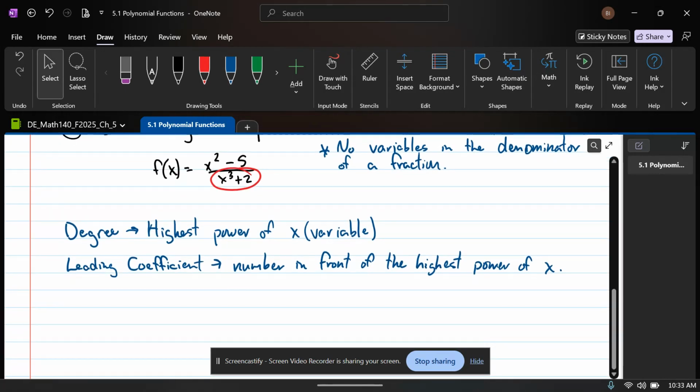Those two pieces are very important when it comes to how the graph looks. They have the highest power, so they influence the graph more than anything else.